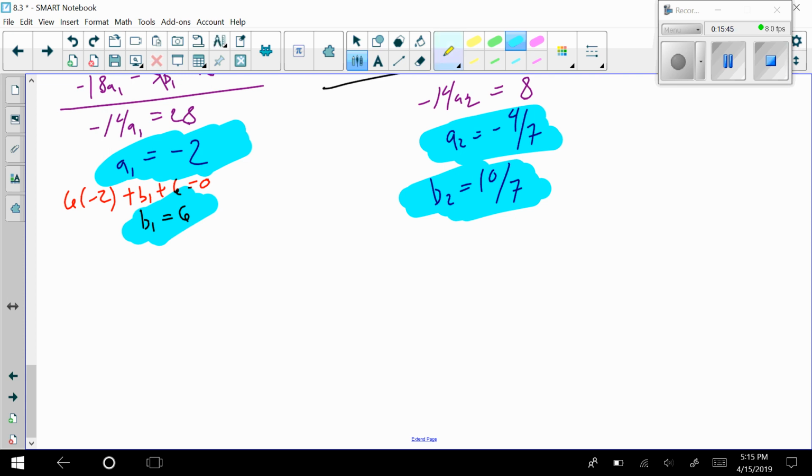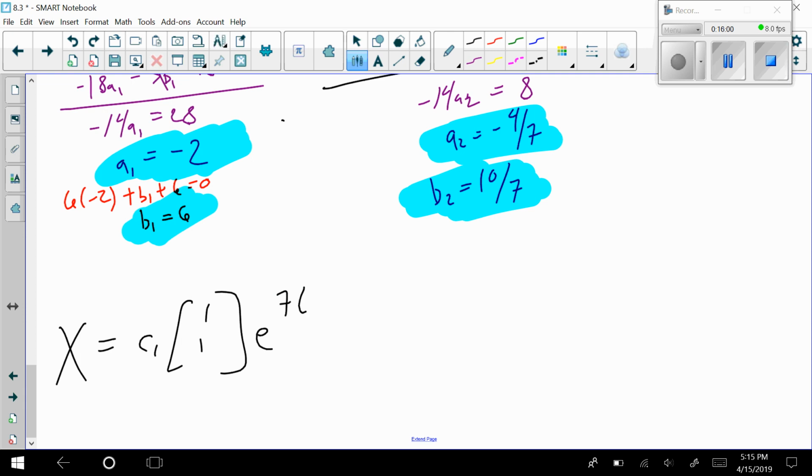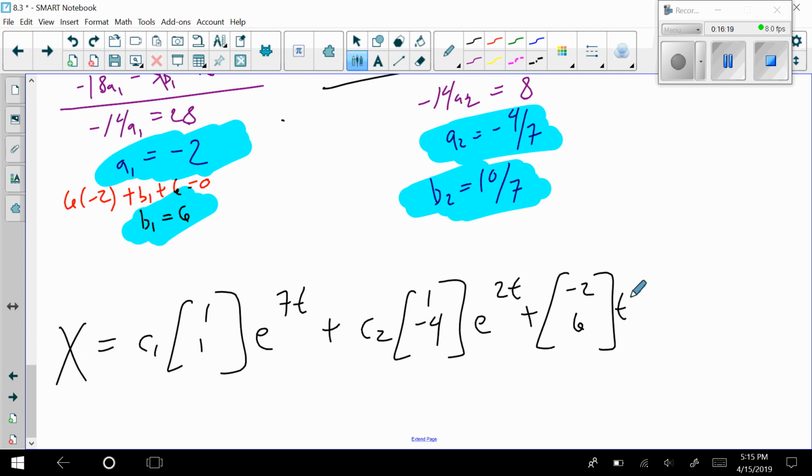And thinking back to almost the start of the problem, I have my homogeneous one was c sub 1, 1, 1 for my big K sub 1, e, and that was tied with the 7 for my lambda, plus c sub 2, that was 1, negative 4, e to the lambda for that one was 2, plus, well, I got a negative 2 for a sub 1, a 6 for b sub 1, that was with the t, and then I have plus, that's a negative 4 sevenths, and then a 10 sevenths for my a sub 2 and my b sub 2.